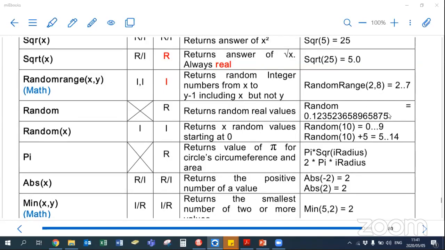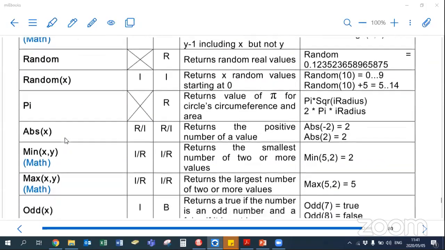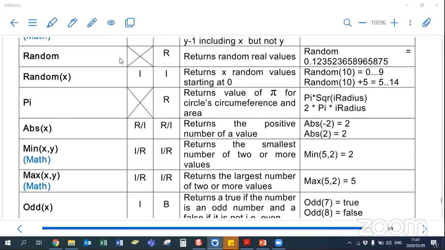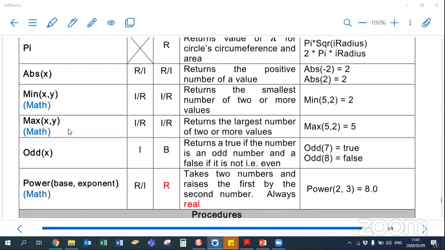So 0 point, and then I don't actually know how many decimal values it will allocate, but it's random decimal values. And if you only need 2 decimal values, then you use your round 2 over your random to round it off. And then we have pi, the function that does not have, so these two actually don't have arguments and no brackets. Then abs, that makes any negative value a positive value. And then min and max, that finds the highest and the lowest values.